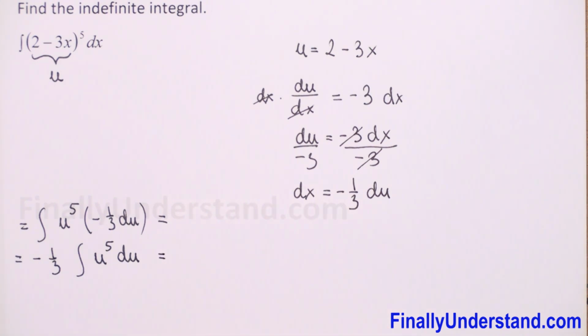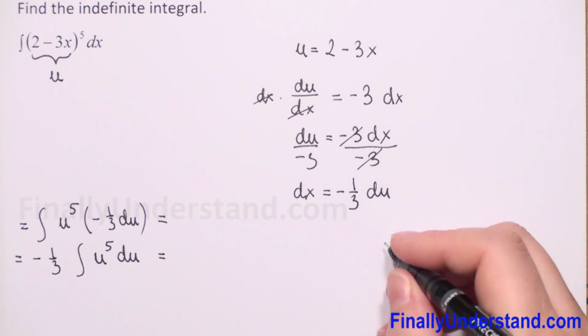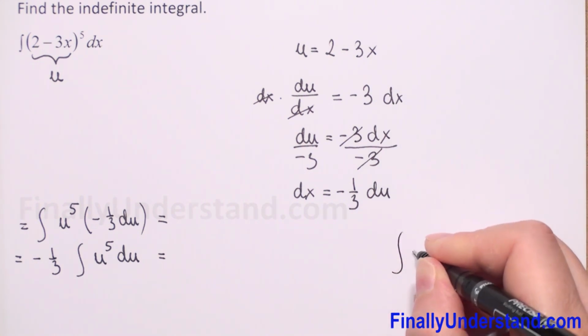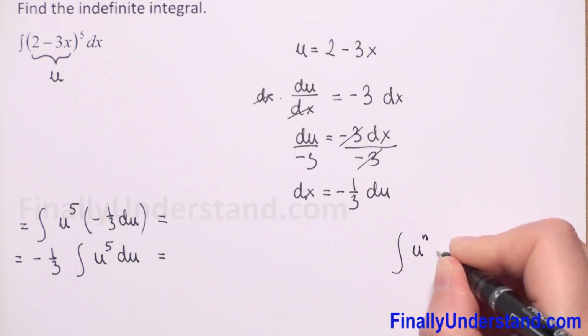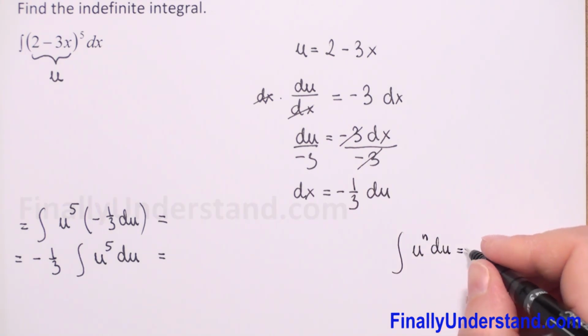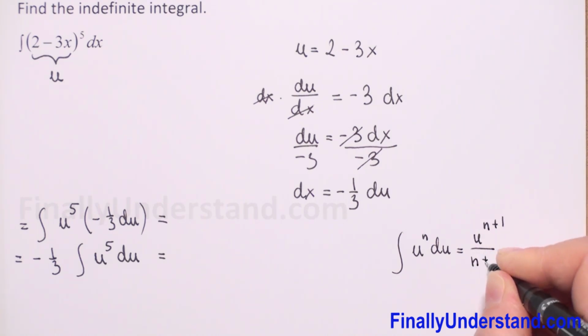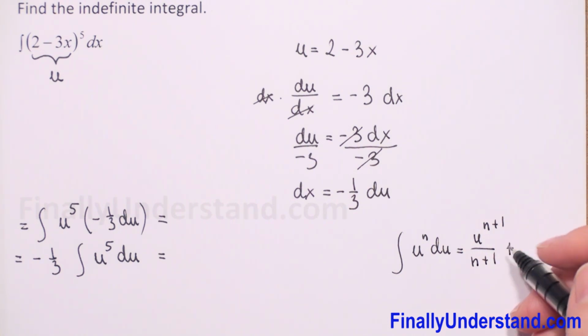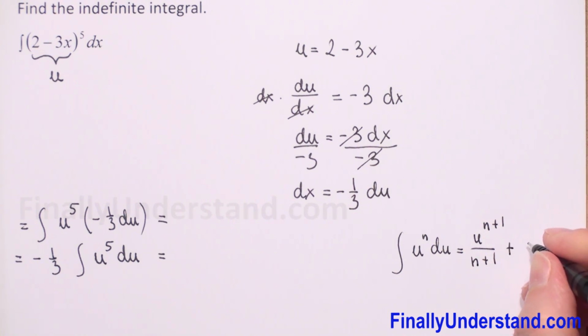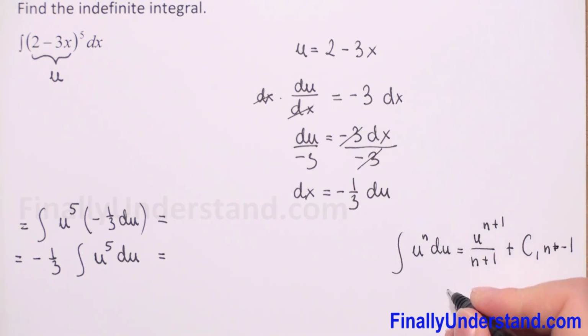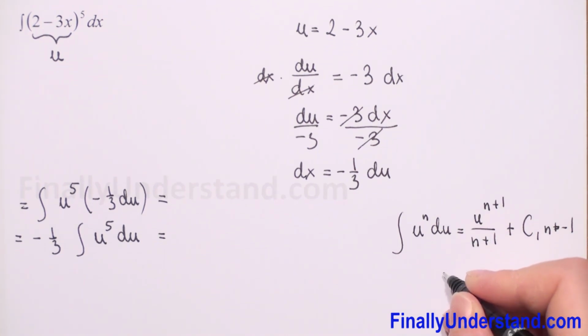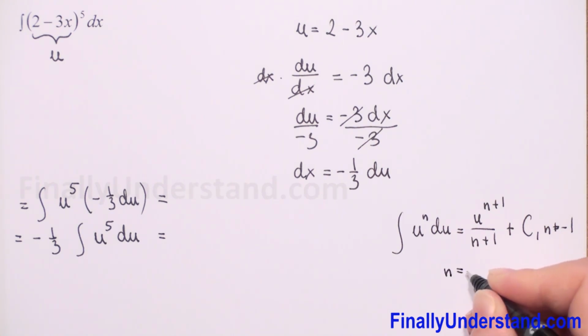So this is equal. We have to use the integral of power function formula. Let me remind you. When we have the integral of u to power n with respect to u, this is equal to u to power n plus 1 over n plus 1. Plus, of course, because we have an indefinite integral, we have to add the constant c. And this formula is for n different than negative 1. In our example, we have n equals 5.